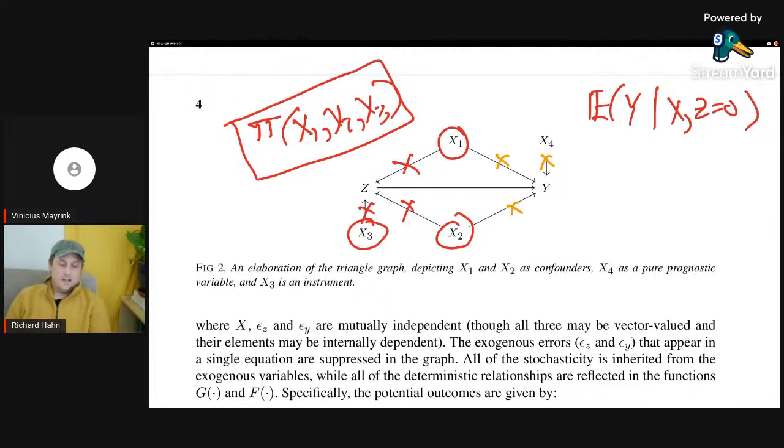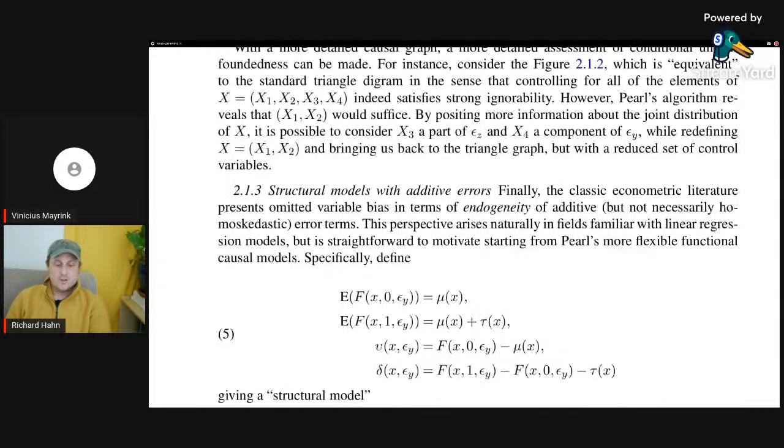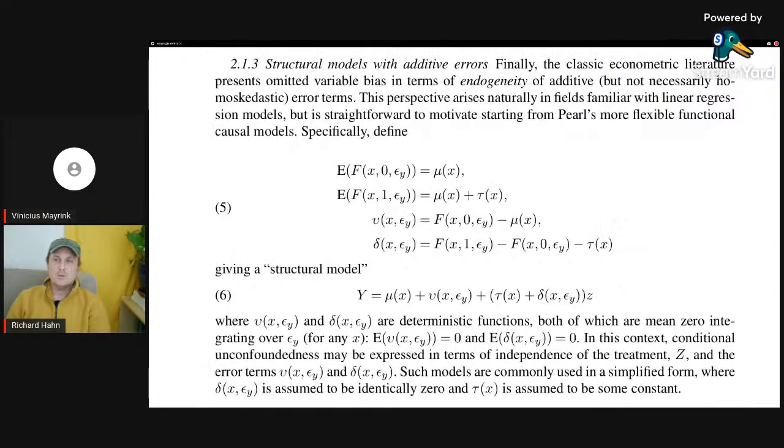The last thing, the third approach, is this idea of structural models with additive errors. And this is where I think things get really interesting. Okay. So what we're going to do is think about the expected value of the y0 and y1 potential outcomes. In other words, if we have a functional causal model denoted here by capital F, and we have the value of x that has been observed, we're going to then integrate over the exogenous, independent error, this epsilon y term. We can define that, and let's call that mu of x.